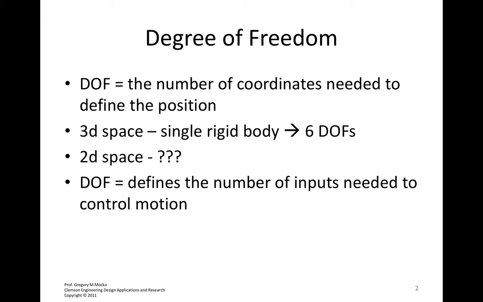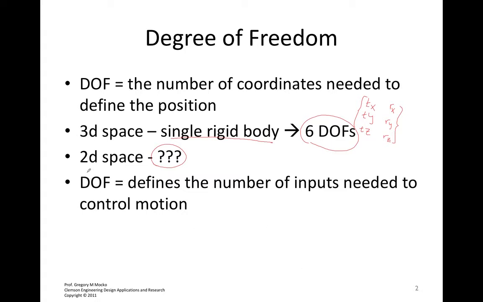If we start talking about a single rigid body in 3D space, we need to define 6 degrees of freedom. So this is an x, y, and z location, often tx, ty, and tz, and then a rotation x, rotation y, and rotation z. So these are the 6 degrees of freedom that need to be defined in order to uniquely define a position in space. In 2D space, I want you to think about how many degrees of freedom need to be defined.